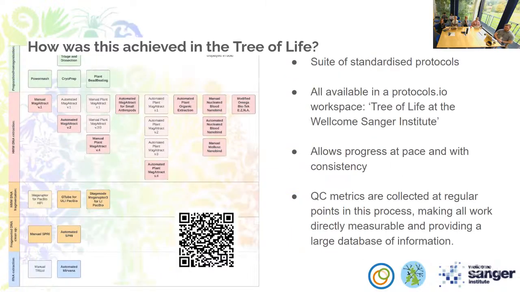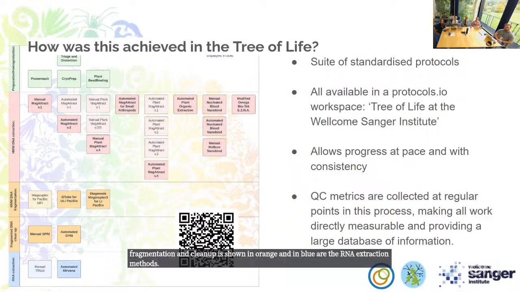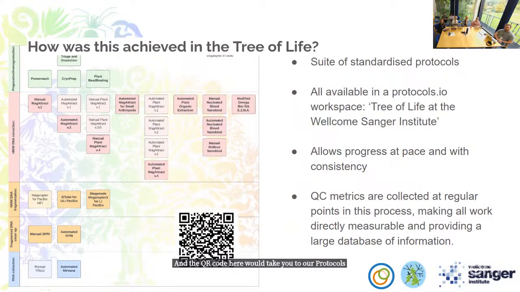And then how each of those processes are actually achieved is through working through a suite of standardized protocols. So if we go from the top here on the left-hand side in the green, these are our various homogenization techniques. In the pink, there are various different DNA extraction methods. Fragmentation and cleanup is shown in orange, and in blue are the RNA extraction methods. And the QR code here would take you to our protocols.io page, where all of these have been released.